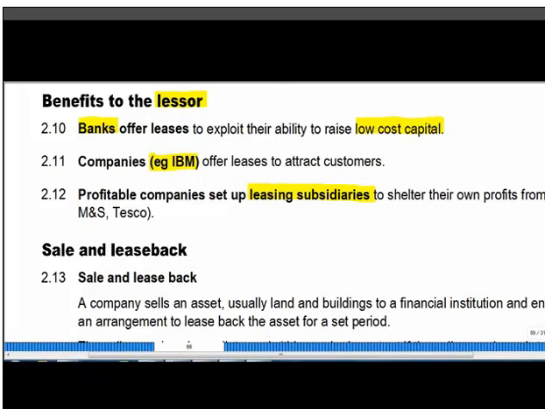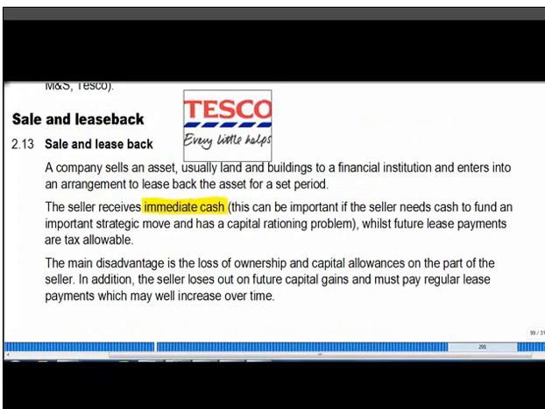And finally, not a particularly important point, but if you're a profitable company and you set up a leasing subsidiary, you can buy assets, and as you buy the assets you'll have capital allowances that you can use to reduce the group's taxable profit.